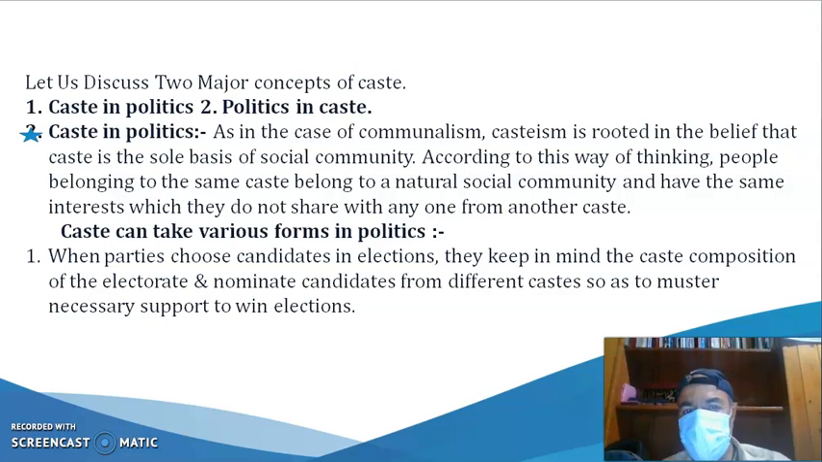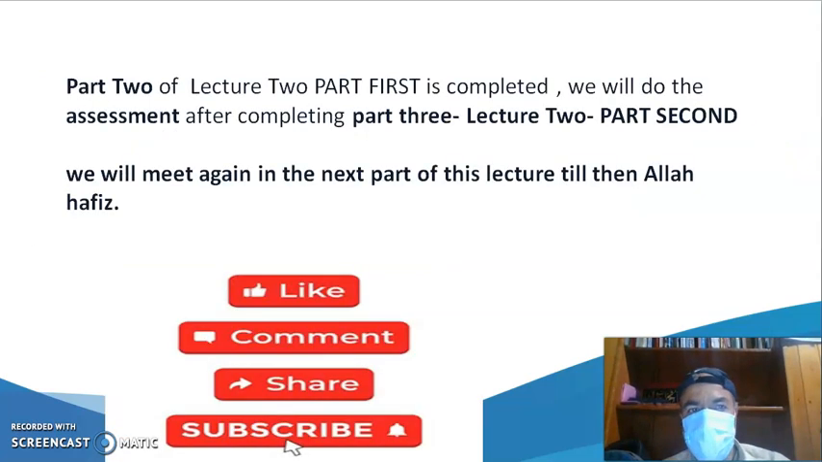Caste can take various forms in politics. Number one, when parties choose candidates in elections, they keep in mind the caste composition of the electorate and nominate candidates from different castes so as to muster necessary support to win elections.